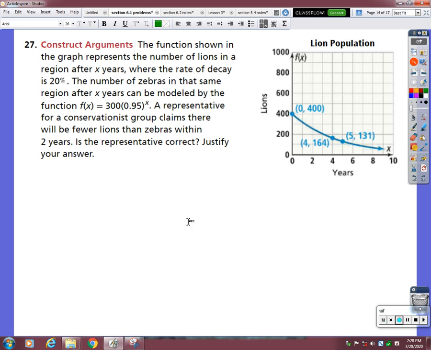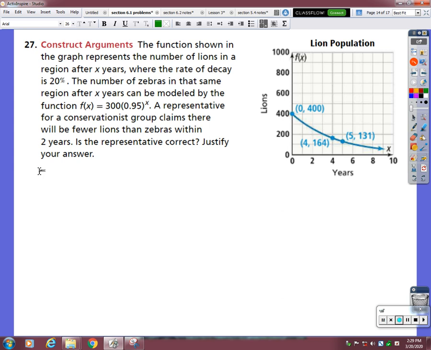The function shown in the graph represents the number of lions in a region after x years, while the rate of decay is 20%. So sadly, the population of lions is decreasing. Well, I guess it's sad for us, because we love lions. Maybe not sad for the people who live nearby the lions. The number of zebras in that same region after x years can be modeled by the function shown. A representative for conservation groups claims there will be fewer lions than zebras within 2 years.